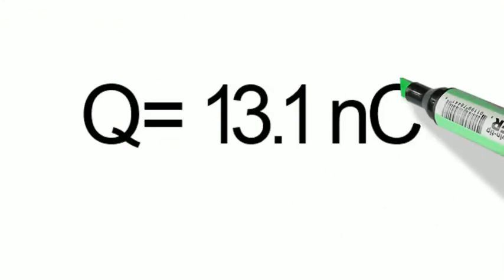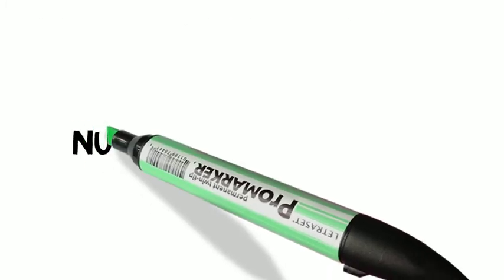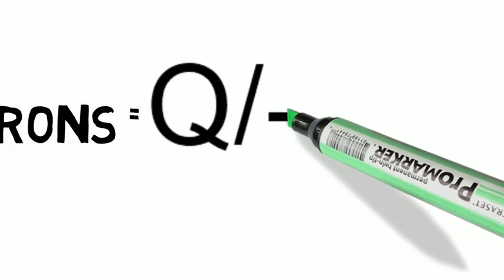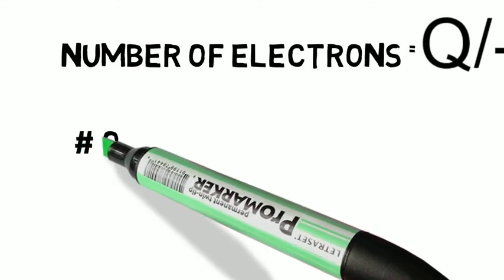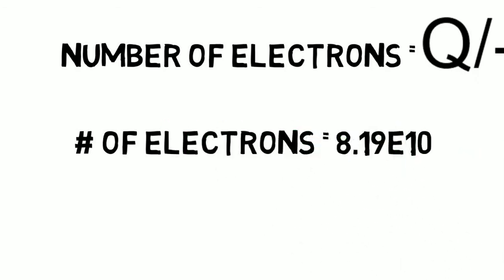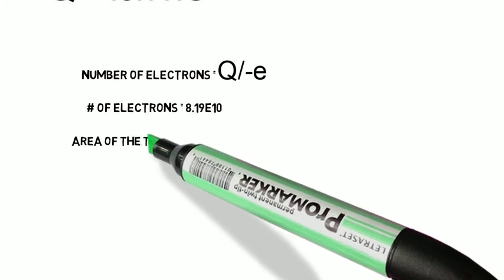By using the charge, I was able to find how many electrons were on the tape. And I found that by dividing the total charge of the tape by the charge of just one electron. And I found that the total number of electrons transferred was 8.19 times 10 to the 10th power.